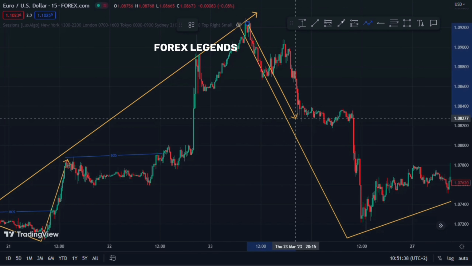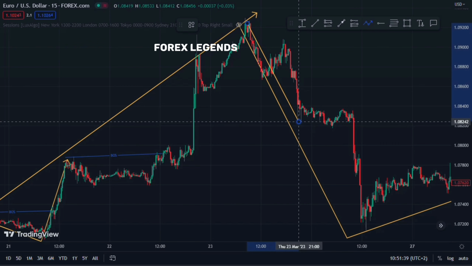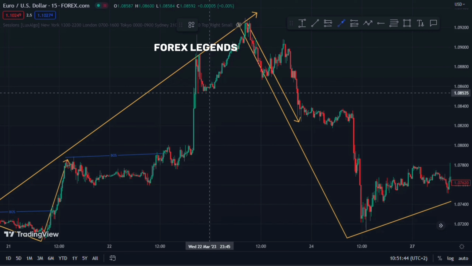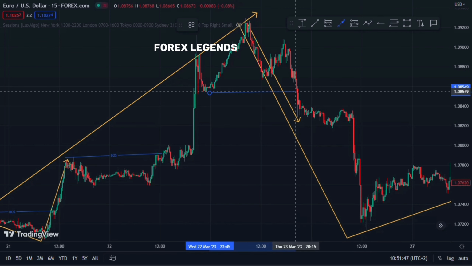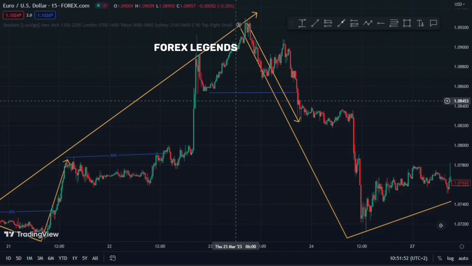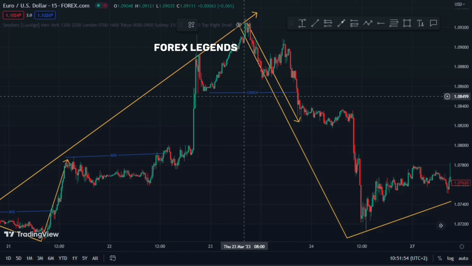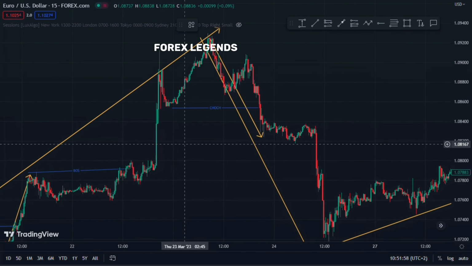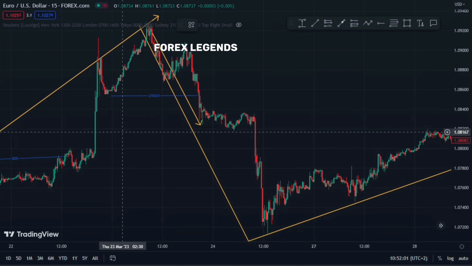Now, this one is labeled as what? Our change of character again. Let me just label it for you guys. Right here, our change of character. Here, where is it? Right here, our change of character. Let me just label it. I will teach you guys how to use this, how to label all this break of structure and all that. If you want me to teach you guys and you don't understand, I will teach you. I'm more than welcome to teach you guys.